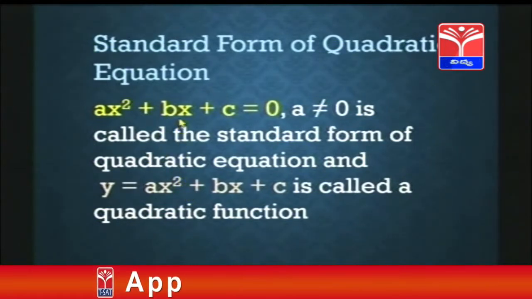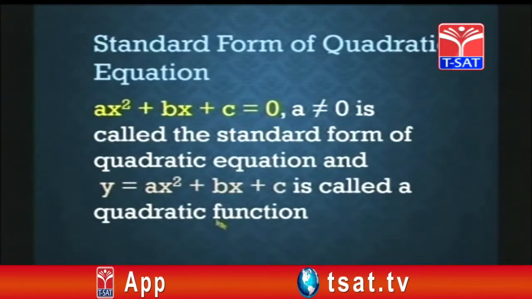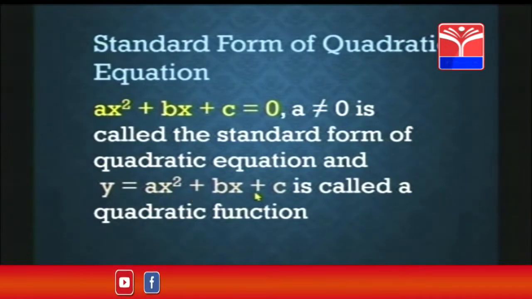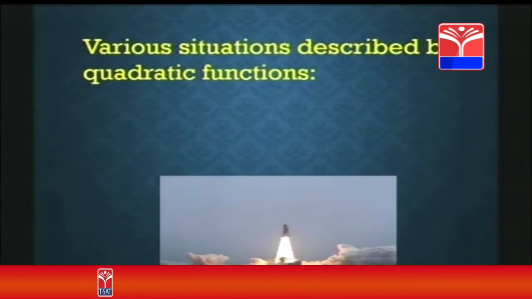In a quadratic equation, ax² + bx + c is equal to 0, whereas in a quadratic function, ax² + bx + c is equal to y. Now let's understand various situations described by quadratic functions.